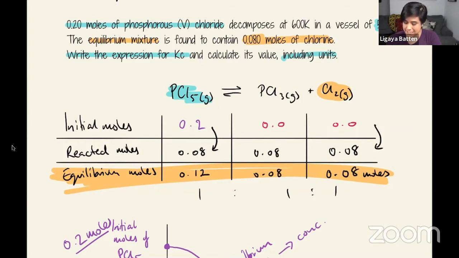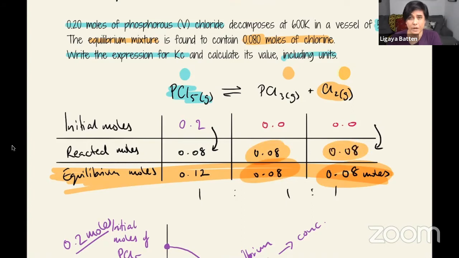So we have the initial moles of the PCl5, and we have the equilibrium moles of the chlorine. Because the equation is a 1-to-1 ratio, however many moles of chlorine are made is going to be the same amount of moles of PCl3 that's made. So this means that we can say that the equilibrium moles of both the chlorine and the PCl3 are going to be 0.08, and that's how much actually reacted in the reaction.